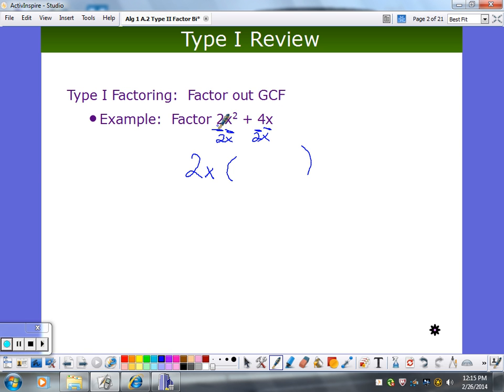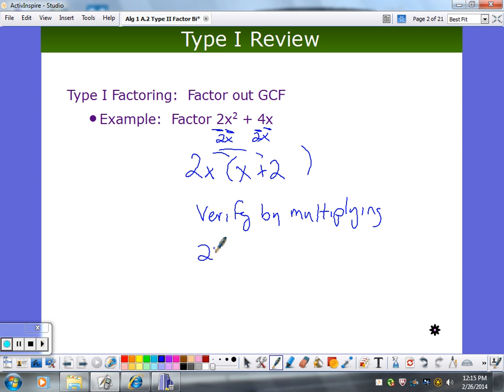Divide by the 2x. So what do I get left here? X plus 2. I verify by multiplying. So let's multiply back. Do the distribution. 2x squared plus 4x. Matches. So it's a way to check, did I do this right? You guys seem pretty strong with this, but are there any questions on type 1? I think we're ready for the next stage.